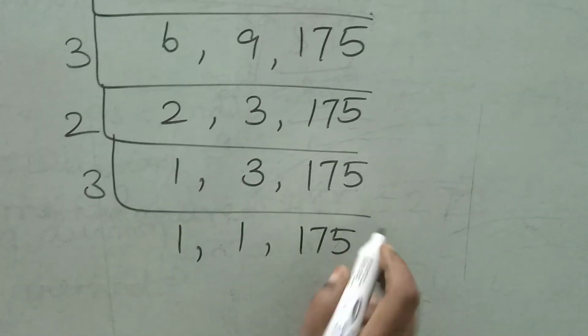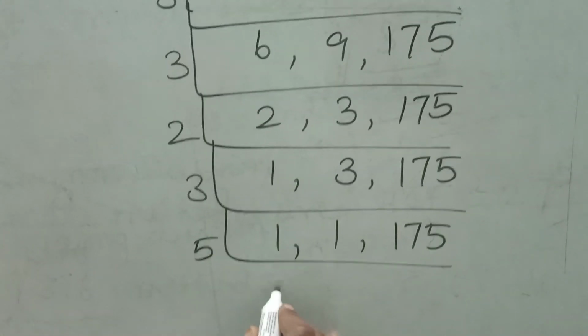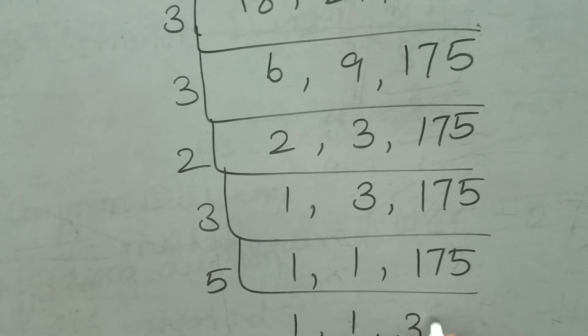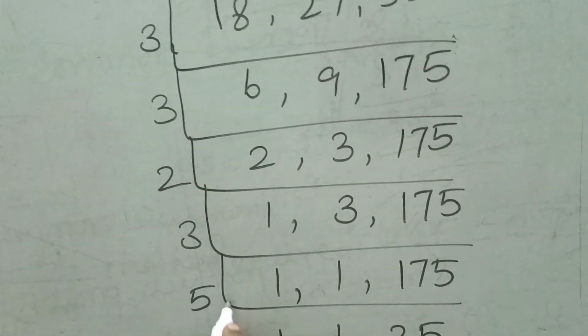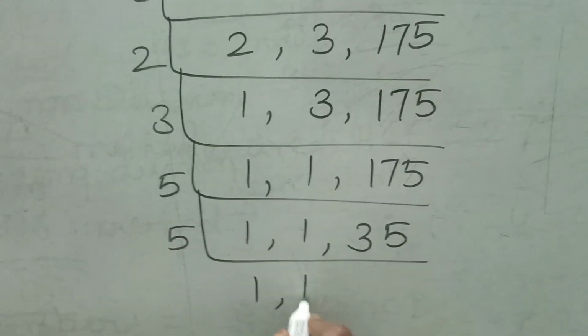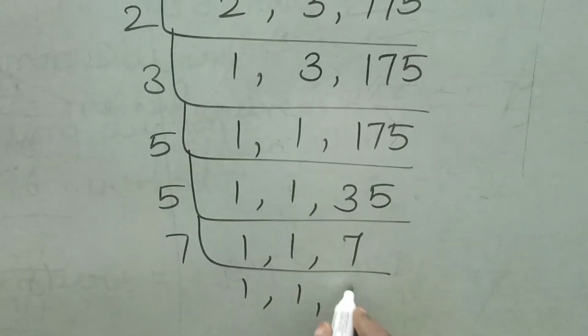Write as it is. 175 is divisible by 5. Write 1, 1. 3 5s are 15. Balance to 25 is 15 times. Again divide the number by 5. 1, 1, 7. 7 is divisible by 7.